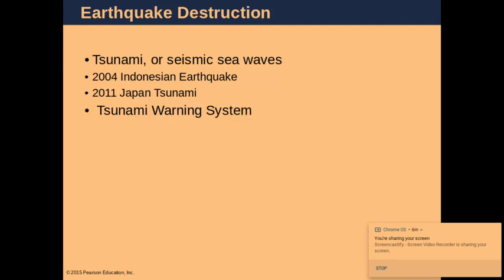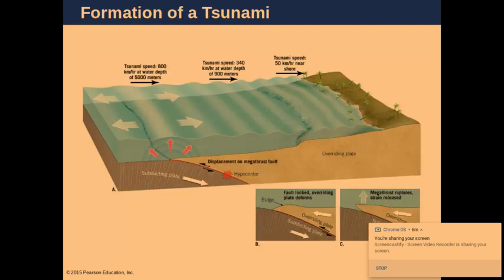And we also can have huge tsunamis. That's one of the big problems that comes along with it. And now we have the tsunami warning system all over the Pacific. Basically, if a plate pops up vertically, then whatever water is on top of that plate will be forced to go out from there.